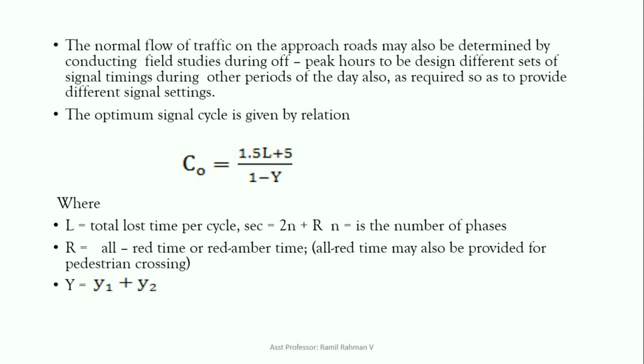The optimum signal cycle is given by the relation C0 = (1.5L + 5) / (1 - Y), where L is the total lost time per cycle in seconds, L = 2n + R, where n is the number of phases, and R is the all red time or red amber time. All red time may be provided for pedestrian crossings, and Y = Y1 + Y2.